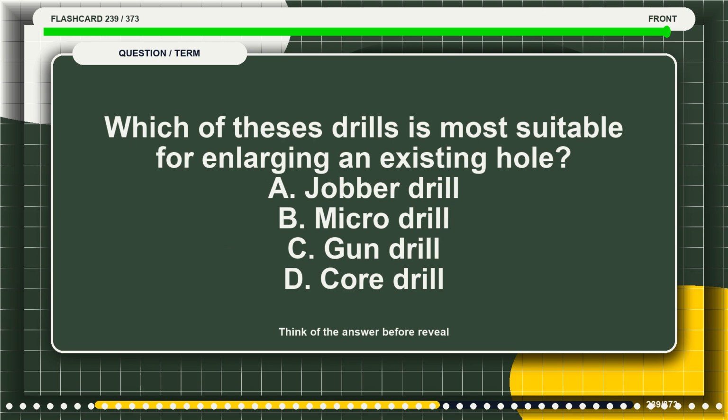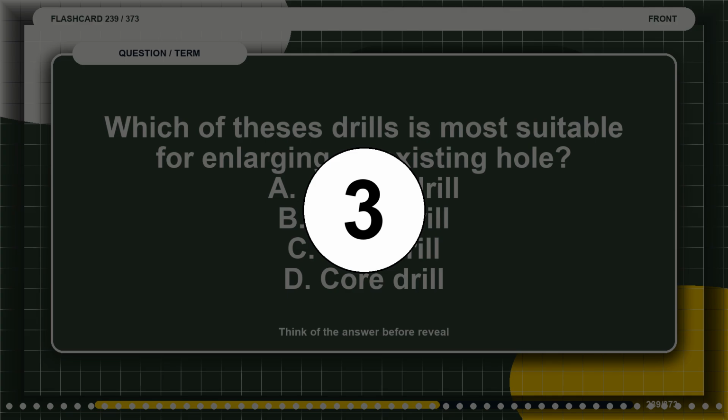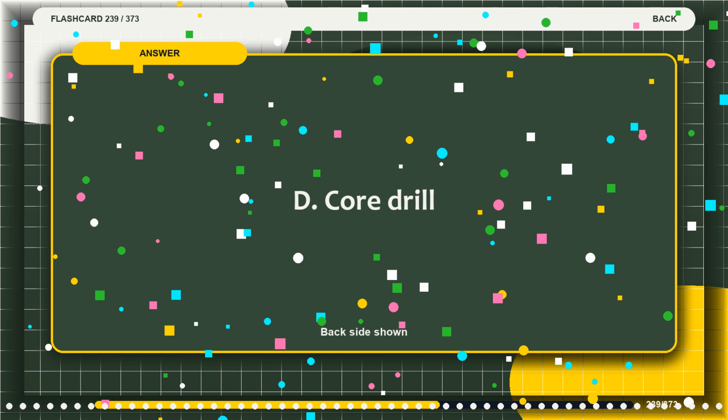Flashcard 239. Which of the following drills is most suitable for enlarging an existing hole? A. Jobber drill. B. Micro drill. C. Gun drill. D. Core drill. Think of the answer before the reveal. The answer is D. Core drill.